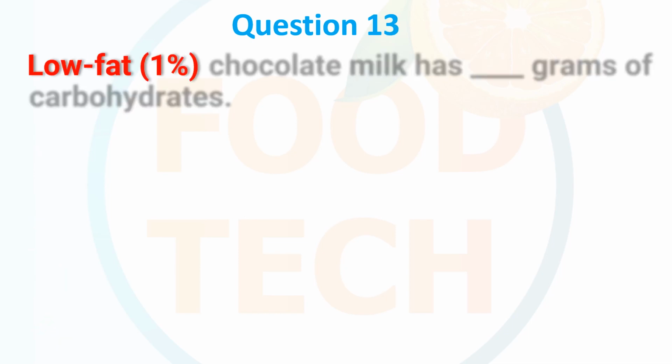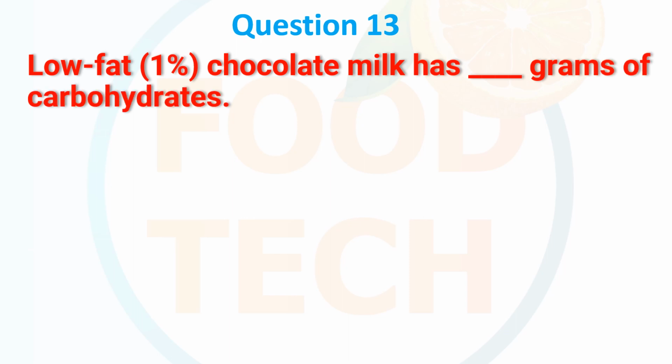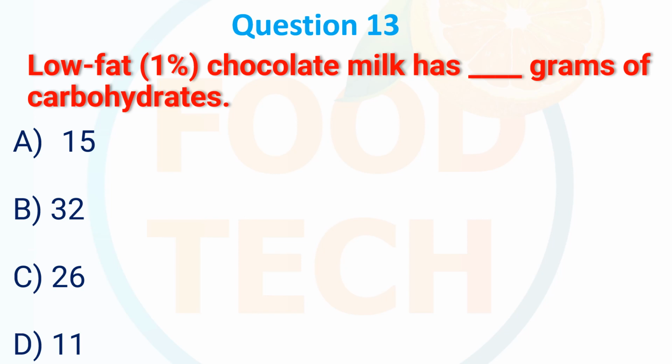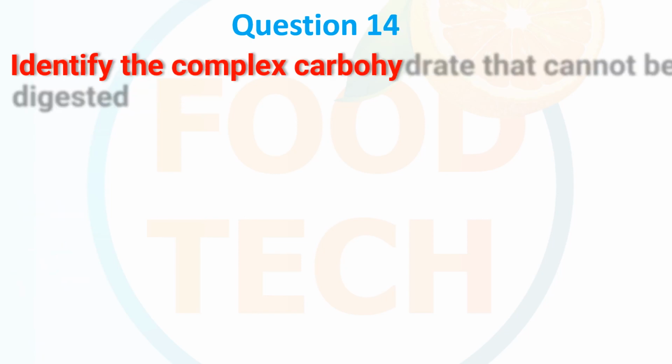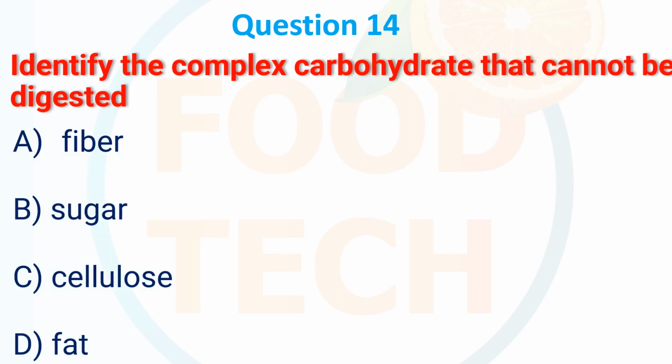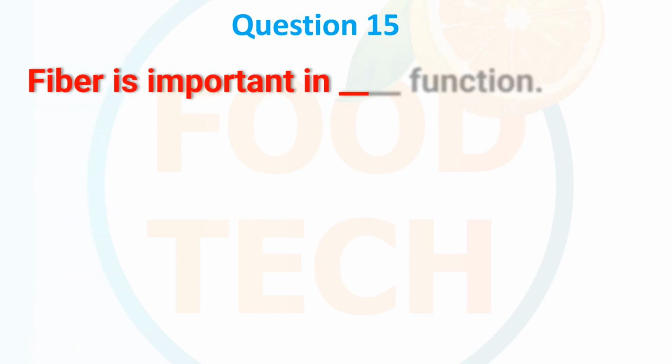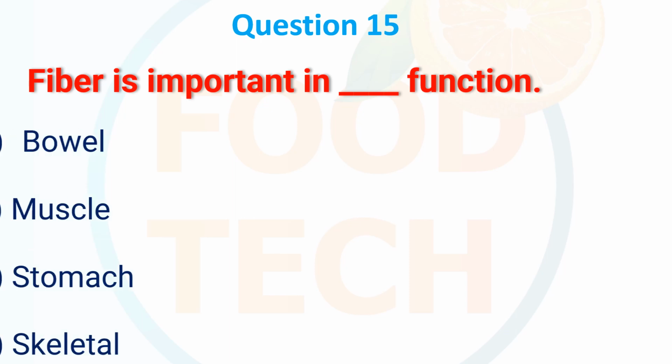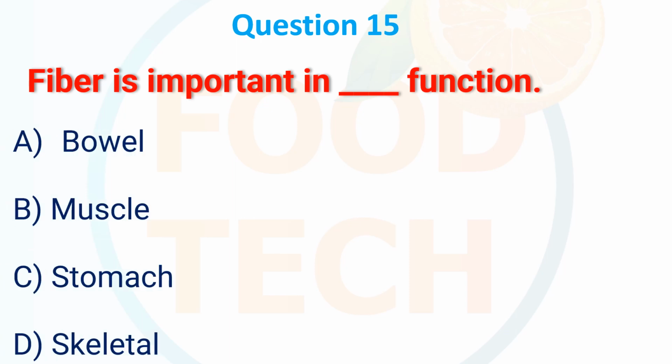Low fat 1% chocolate milk has dash grams of carbohydrate. A. 15, B. 32, C. 26, D. 11. The answer is C. 26. Identify the complex carbohydrate that cannot be digested. A. Fiber, B. Sugar, C. Cellulose, D. Fat. The answer is A. Fiber. Fiber is important in dash function. A. Bowel, B. Muscle, C. Stomach, D. Skeletal. The answer is A.